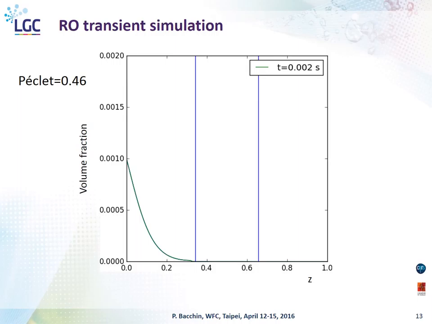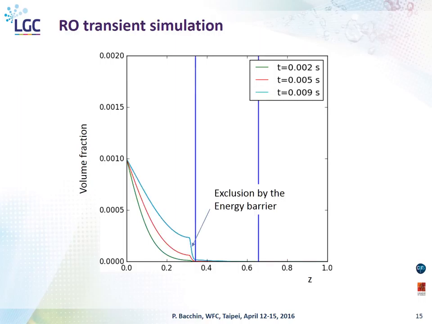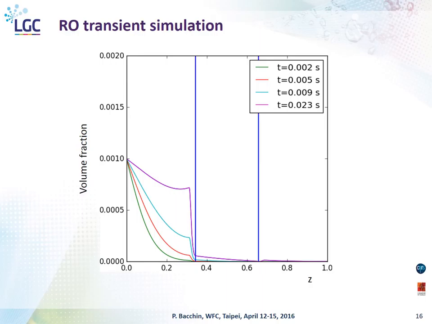So now I will show you some results. This result has been done for a particular condition, and here for a pKa of almost 0.5, and you have the volume fraction as a function of z, the distance, and these blue lines are delimiting the place where you have a membrane inside here. So it's a transient simulation. When time increases, we can see first an exclusion by the energy barrier here, and then this exclusion leads to accumulation of mass, and so you can see the polarization layer here.